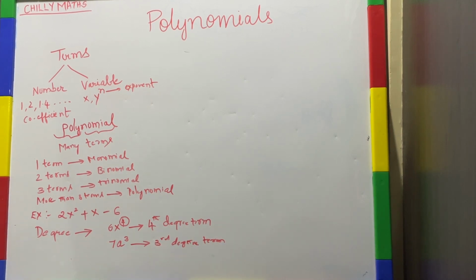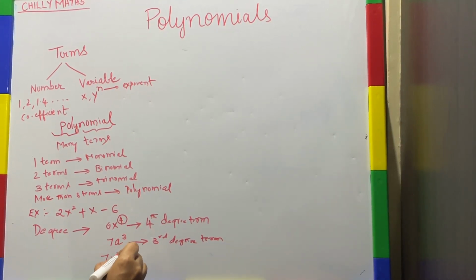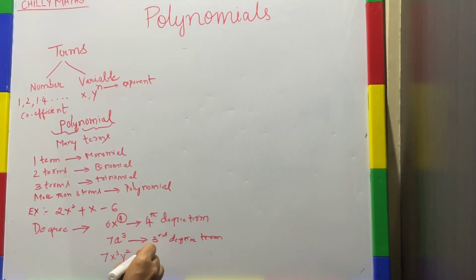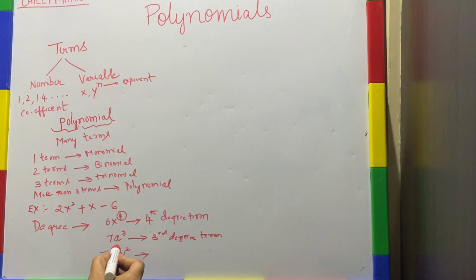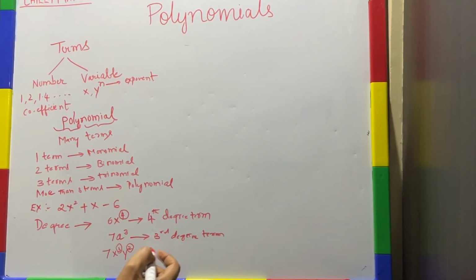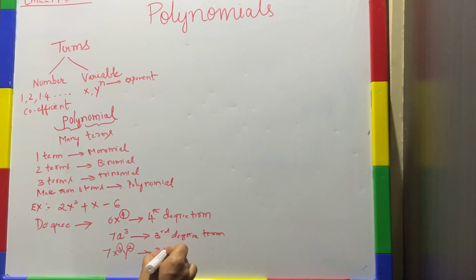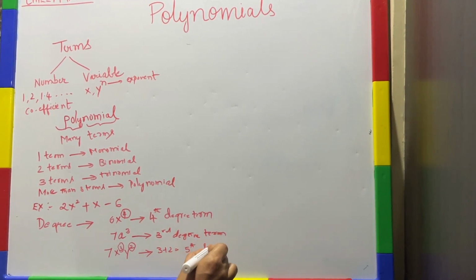Okay, now you might think, if a term has more than one variable, then how to calculate the degree of this term? So what you need to do is you just need to add the exponents of the variables, like 3 plus 2 equal to 5. So that is a fifth degree term.